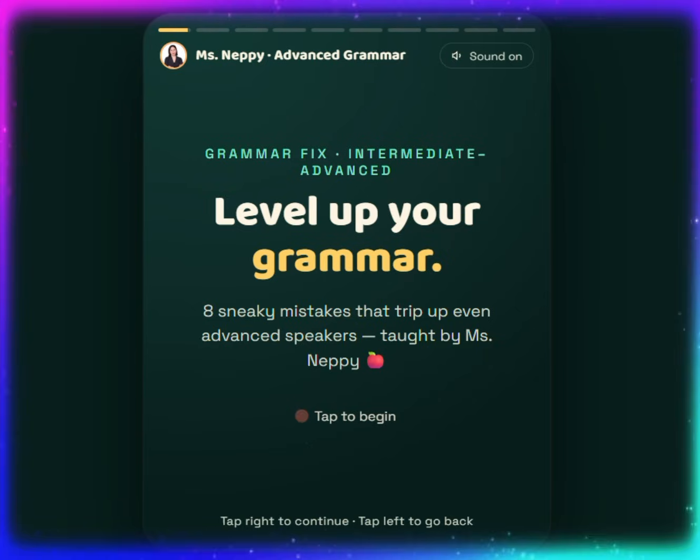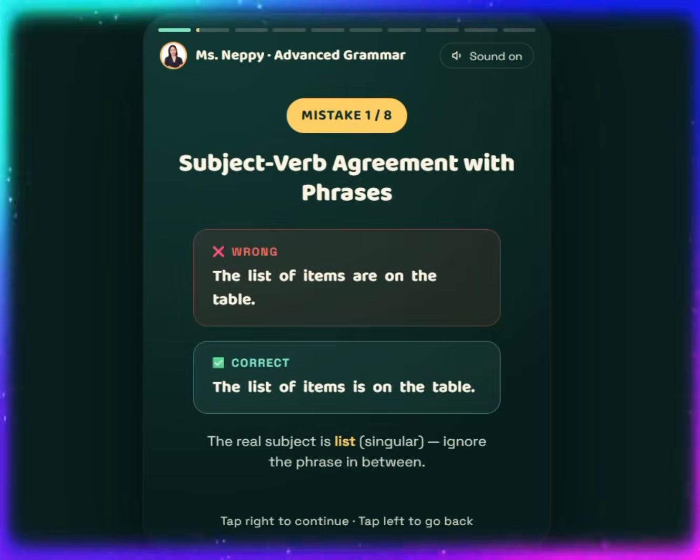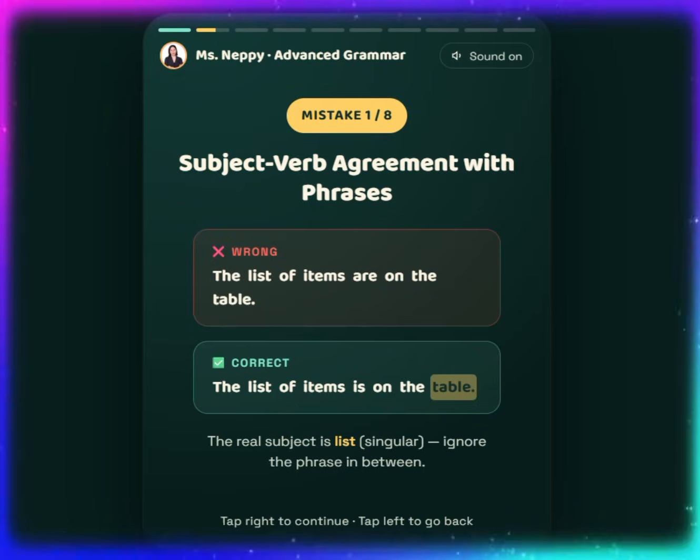Let's level up. Mistake number 1, subject-verb agreement with intervening phrases. The wrong way, the list of items are on the table. The right way, the list of items is on the table. Remember, the real subject is list, which is singular. Don't be fooled by the plural word right before the verb.